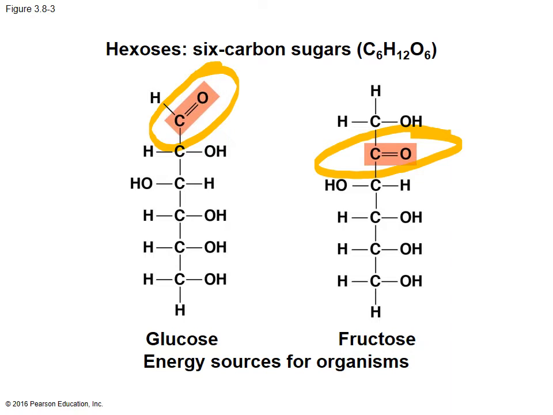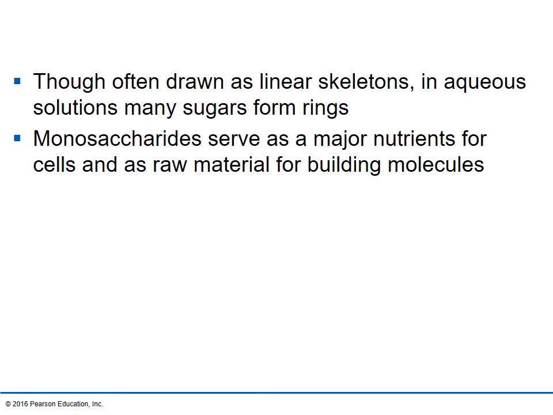So why are these different? Again, it's just because of where the functional group is located within the carbon skeleton. Glucose is our quick energy source. Fructose comes from fruit, so it's sugar from fruit. And both of them can be used for a source of energy to drive you to keep going.